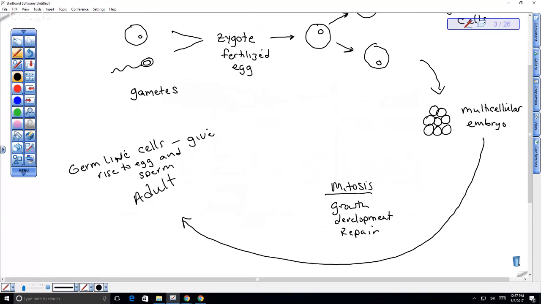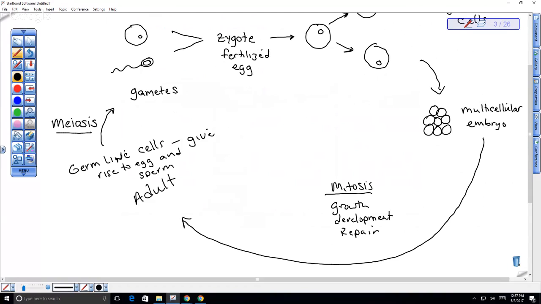Okay, so in the male, the germ cells, the germline cells, are found in the testes. In the female, it is in the ovaries. That's the only place you have cells that are designated as germline. These germline cells are going to give rise to the gametes via another type of cell division, which is called meiosis.